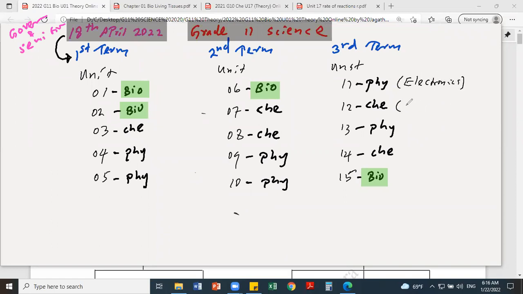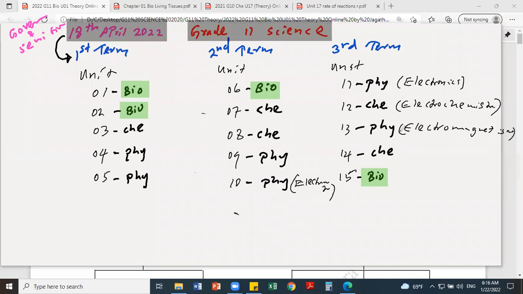Then unit 12 electrochemistry, and then 13th electromagnetism. And if you count unit 10 electricity, domestic electric circuit, again electricity. So you get here unit 10, 11, 12, 13.